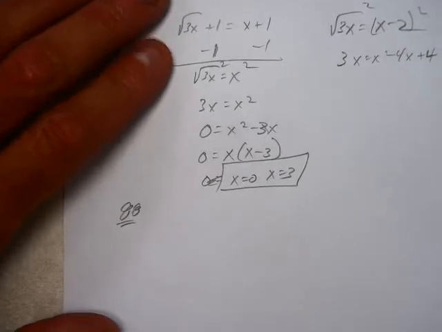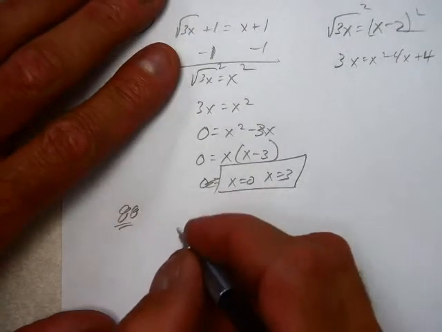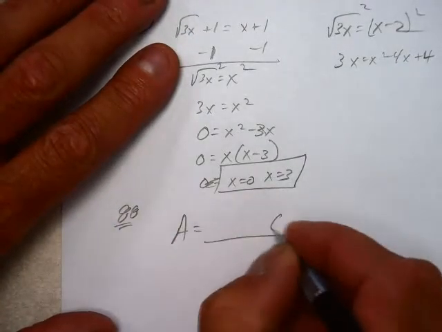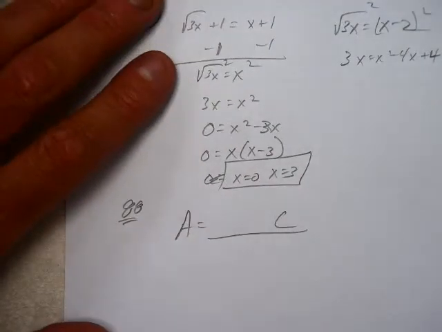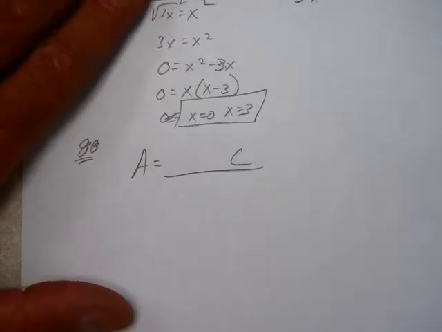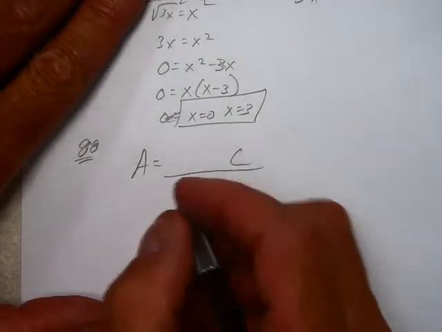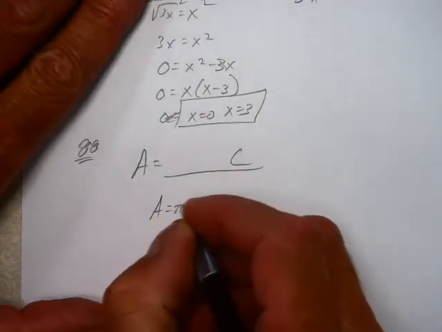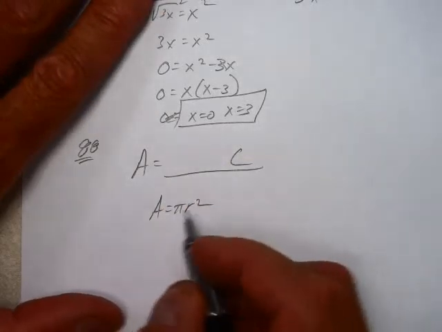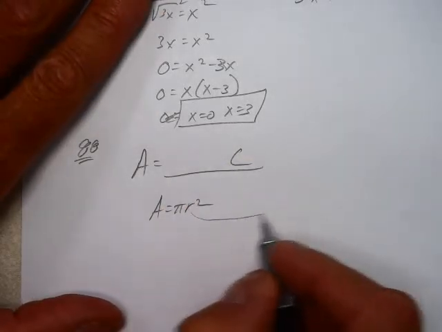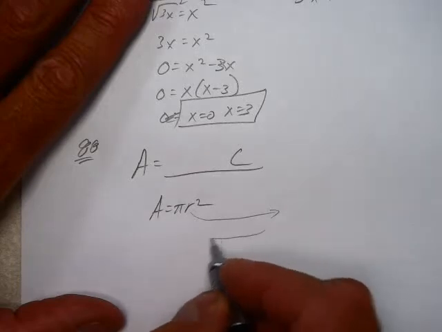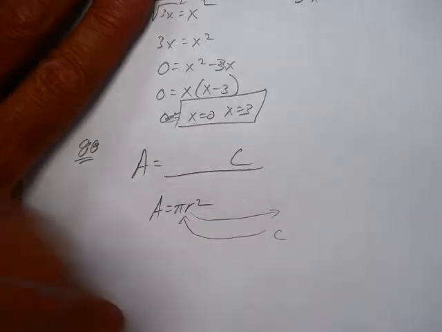88. Right, the area of a circle as a function of circumference. So this is where we were talking about writing formulas for functions the other day. So this is what I want, but what do I have? Area equals pi r squared. I don't want the r. I want to get r out of there and put back in something that has a c in it.